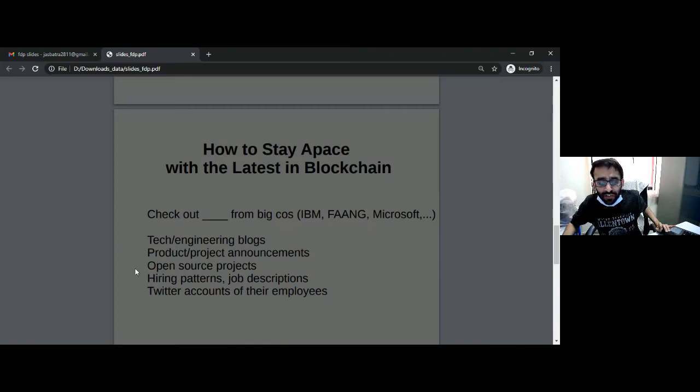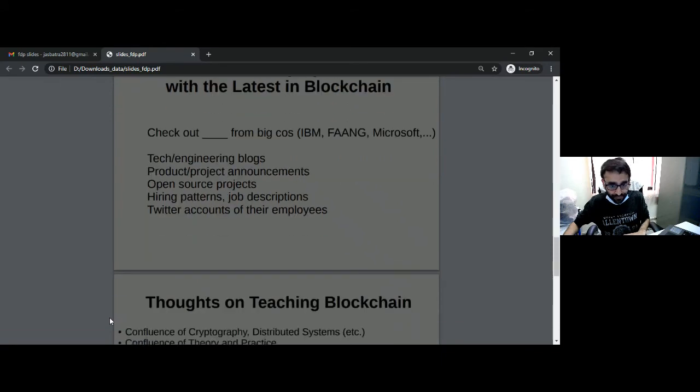You can also get a feel of what the latest is or what the next thing is by what kind of hiring patterns and what kind of job descriptions they're issuing out in the market. So that's also a nifty way to keep yourself on the tab of what is going to be. Also, again, Twitter accounts of their employees, in particular engineers and product managers. That can also be a very quick way of getting a feel of what people in the industry are up to.